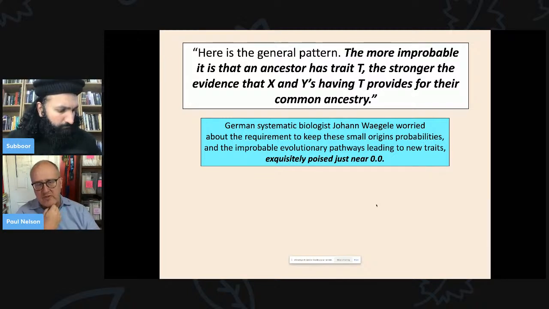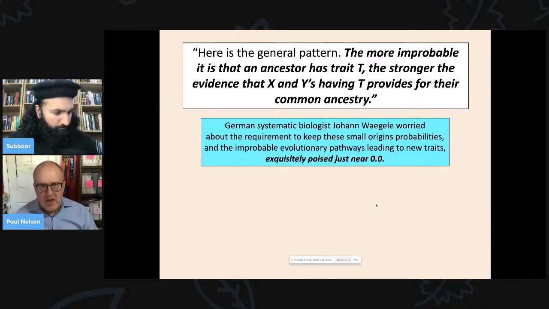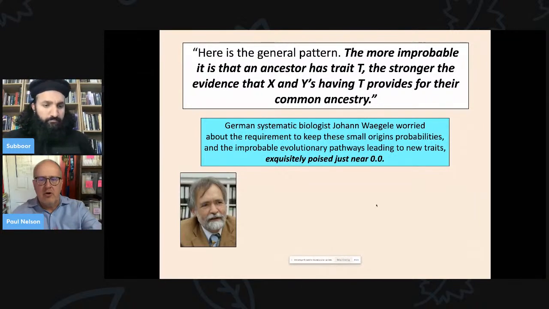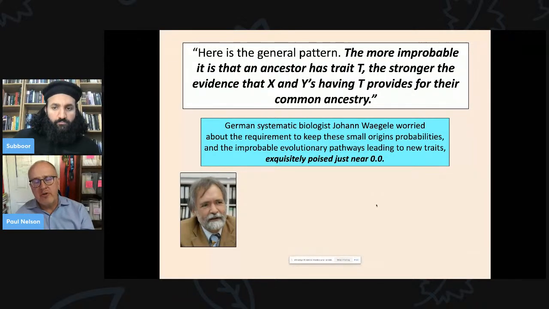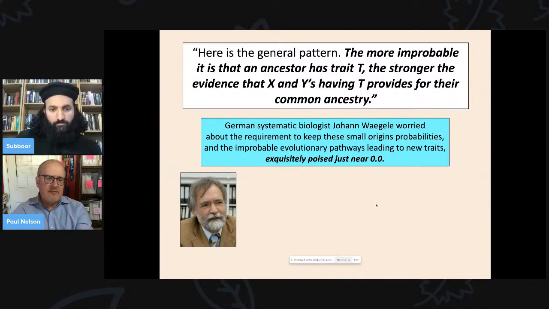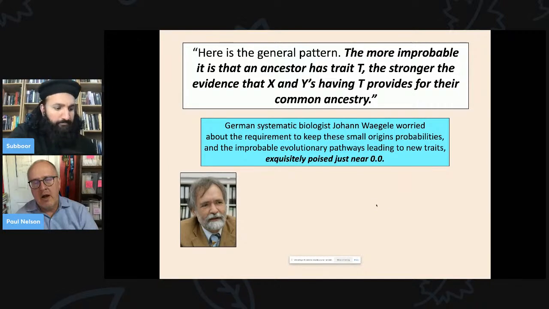Johann Wegele is a German systematic biologist who works on the logical structure of phylogenetic inference. He is worried, and it's clear in his 2005 book, about the requirement to keep these small origins probabilities and the pathways leading to the origin of new traits exquisitely poised right near zero, right? So here's my bead on a wire. For these inferences to common ancestry to work, the origin of traits has got to be effectively over here in the immediate neighborhood of zero. These are singularities. They happen once. As we saw at the beginning of my presentation today, William Martin at Düsseldorf says endosymbiosis happened once in 4 billion years, that was a one-off.